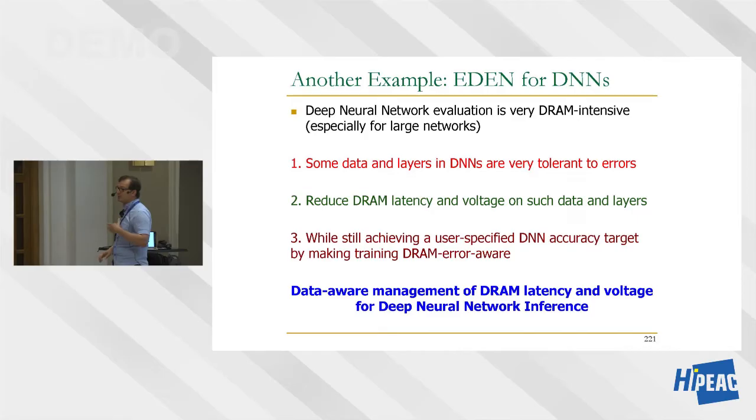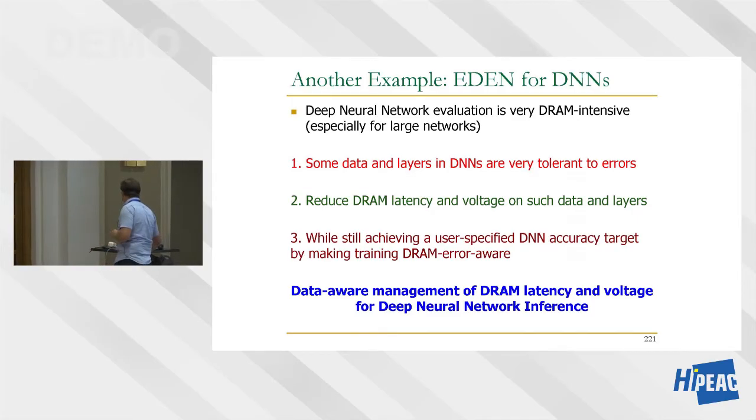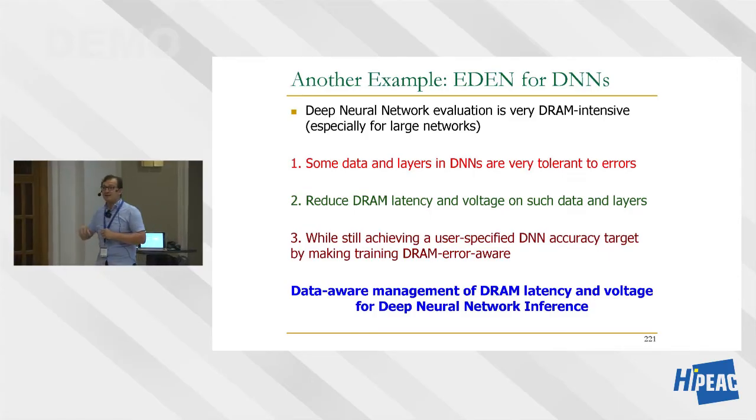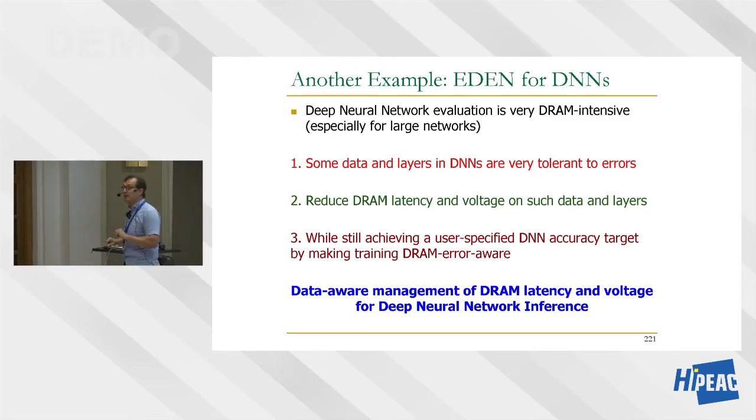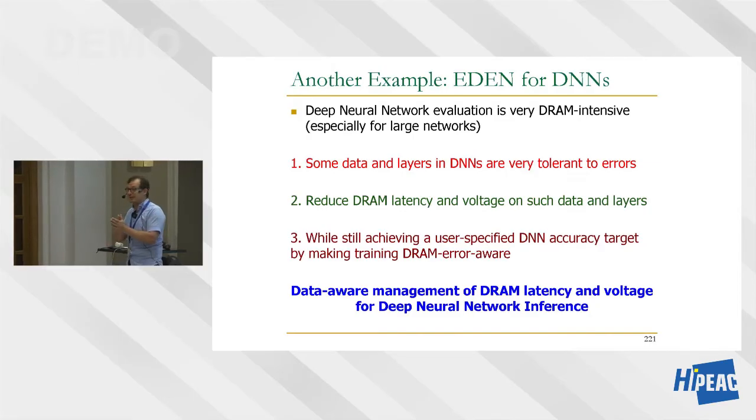If you look at deep neural network evaluation, it's very DRAM intensive. A lot of papers show that. This paper that I'm going to show you shows that also, especially for large networks. And it turns out some data and layers in a neural network are very tolerant to errors. The idea here is to map such data and layers to low energy and low latency DRAM, which may have more errors. Basically DRAM with a higher error rate, potentially, but it has low energy and low latency. And you get a higher error rate because you reduce the latency and reduce the energy significantly. Energy means voltage, for example.